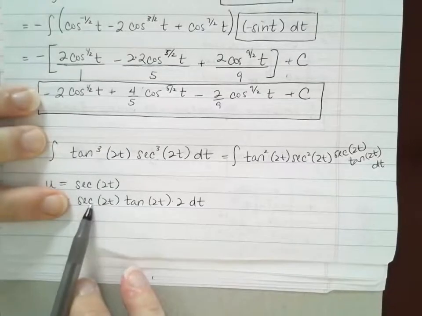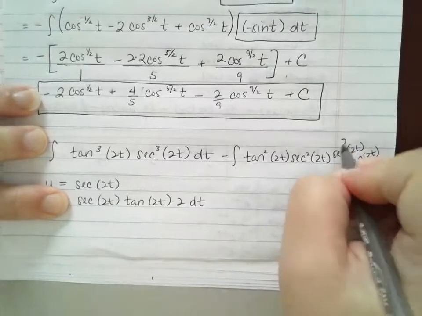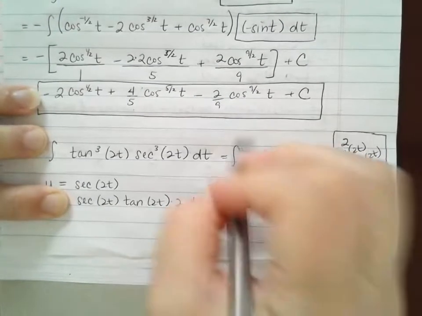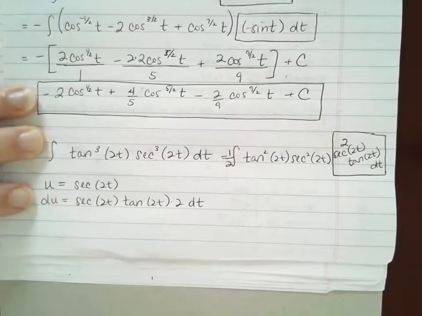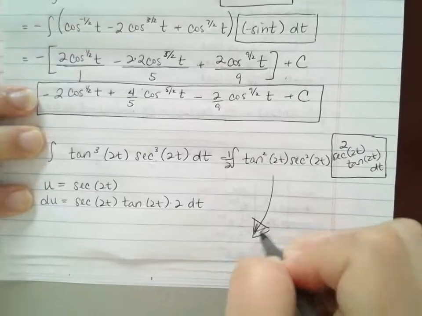The only thing that's missing for its derivative is a 2. So if I put a 2 with it, then I have to balance this with a 1/2. I know that's squeezed in there, so I'm going to go to a fresh sheet after this. All right, let me rewrite that.